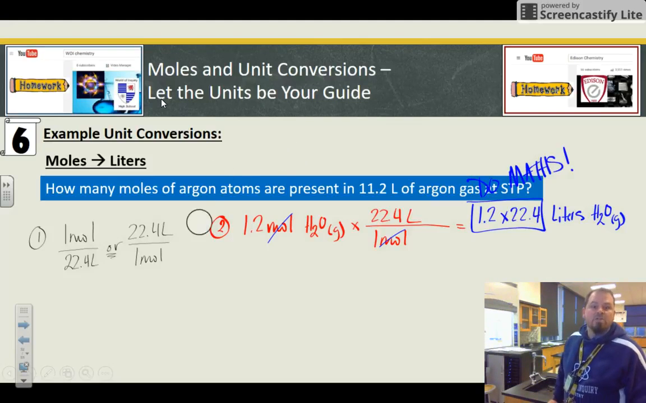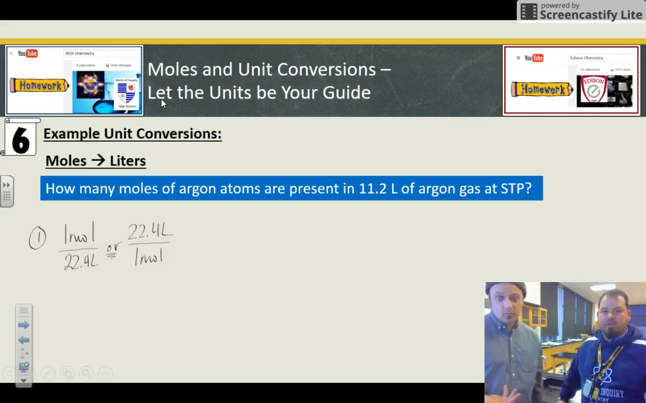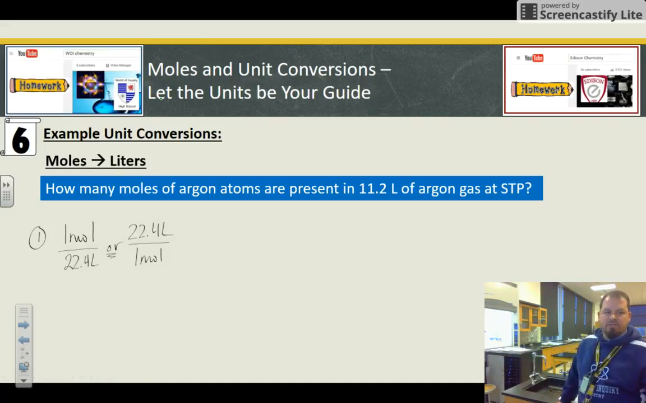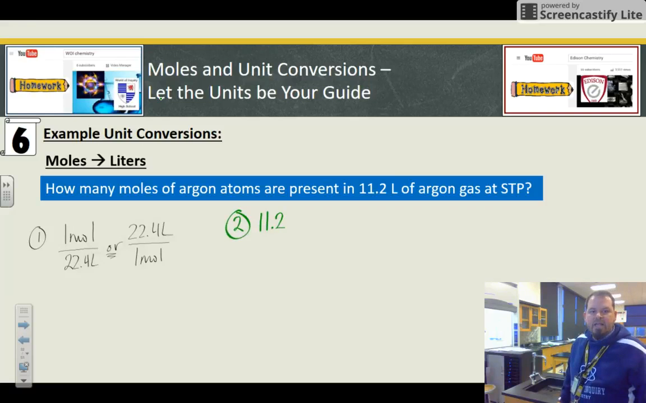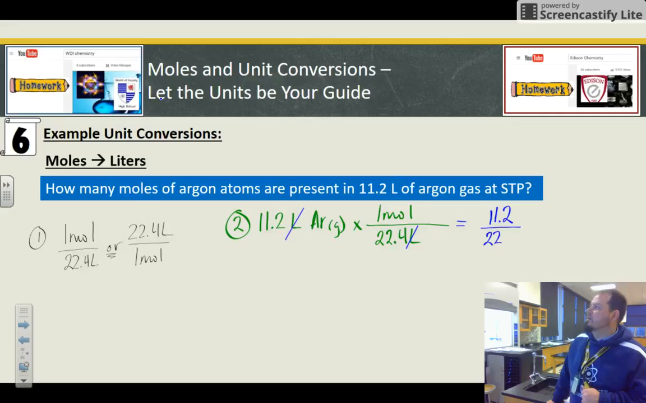Okay, moles back to liters. I'm going to keep that first step, the same conversion factors to choose from. Then we're going to take this 11.2 liters that the problem gives us as the second step. And this time I need to pick the conversion factor with liters in the denominator, because I'm letting my units be my guide. That tells me I need to cancel out my liters by using the conversion factor with liters in the denominator. And this one we can do in our heads real quick. This is a 0.5. 11.2 divided by 22.4, liters cancel, leaves me with 1 mole.